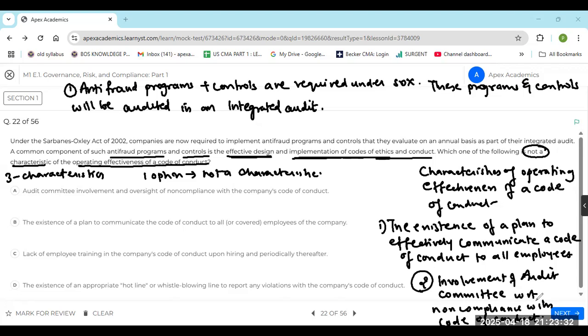There must be an existence of a plan to communicate the code of conduct to all employees of the company. Sir, yes, this is a characteristic. Sir, the audit committee must get involved with the non-compliance. They must have an oversight. They must keep an eye. Yes, this is a characteristic.